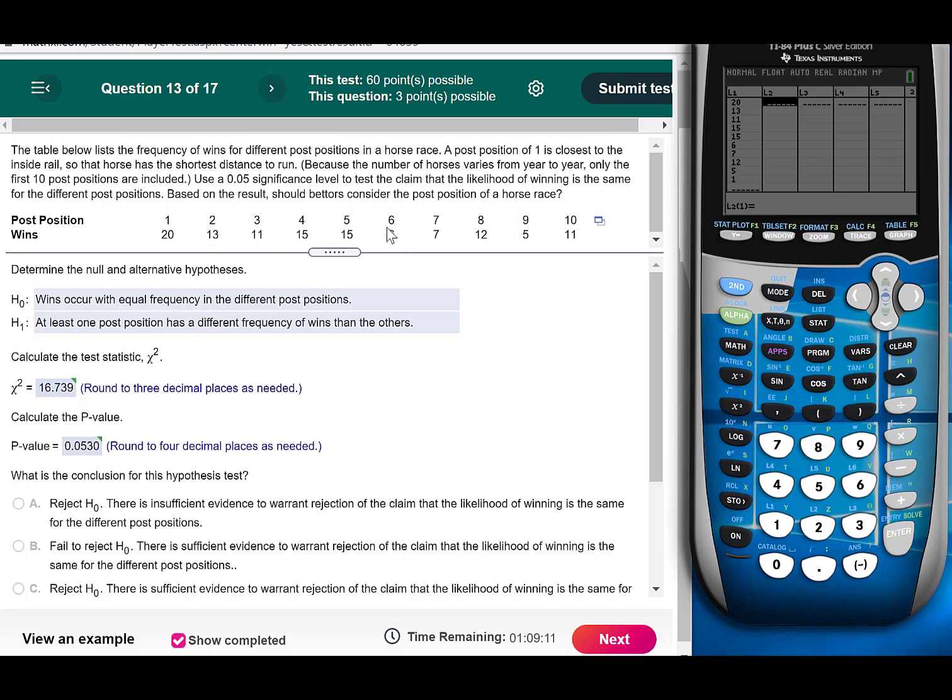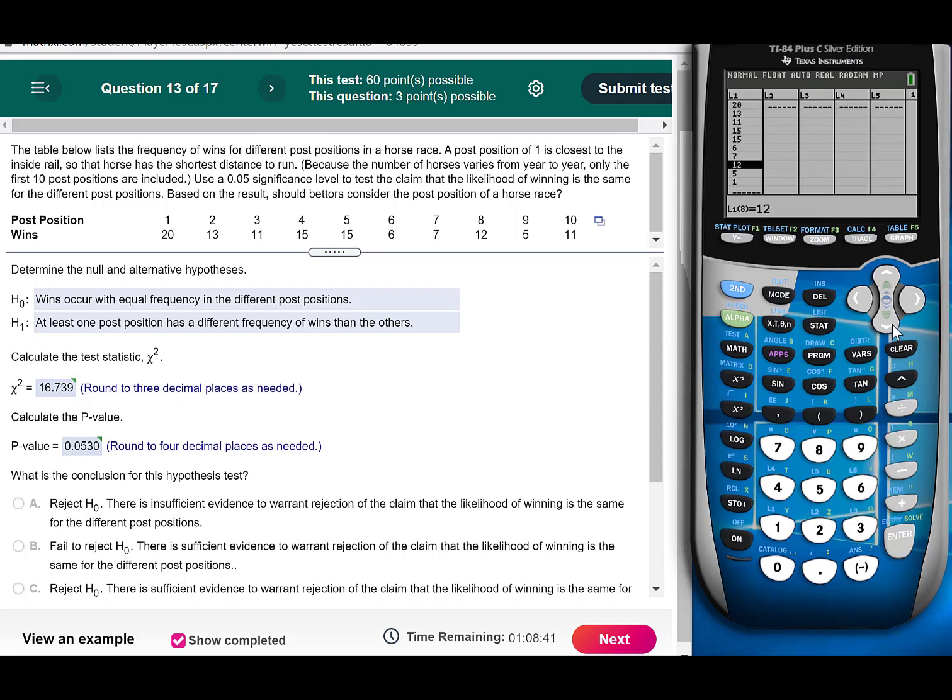This is a goodness of fit test. You need the observed values and you need the expected values, and you have to do the expected values by hand. We have 10 categories here, 1, 2, 3, 4, 5, 6, up to 10, and you have the 10 frequencies. So look what I did here, guys. I put the frequencies in here. The last one should be 11. Okay, enter. Now I need the expected values.